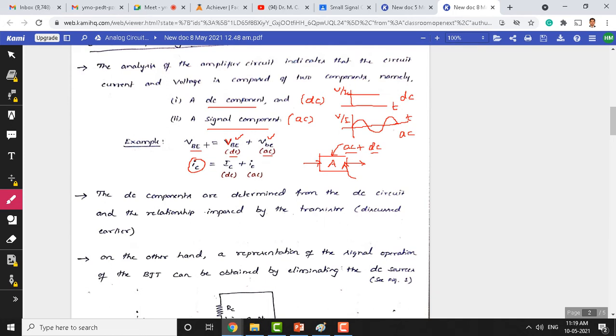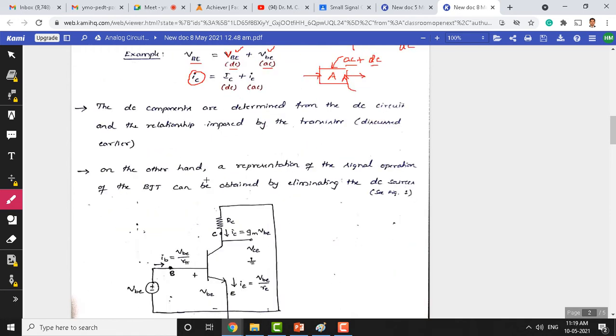For all the voltage and current that we come across in an amplifier, we can show both the DC component and the AC component here. The DC components are determined from the DC circuit and the relationship imposed by the transistor, which was also discussed earlier. What we mean by this is, DC components you can easily obtain by making the AC signal 0. So we retain only the DC components in the amplifier circuit. That becomes the DC circuit or bias circuit.